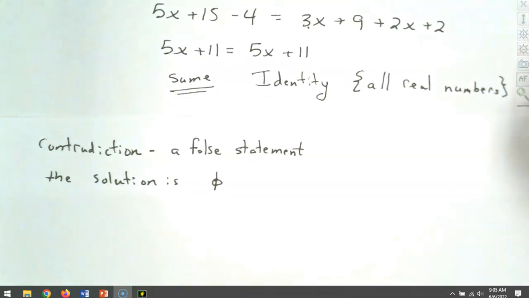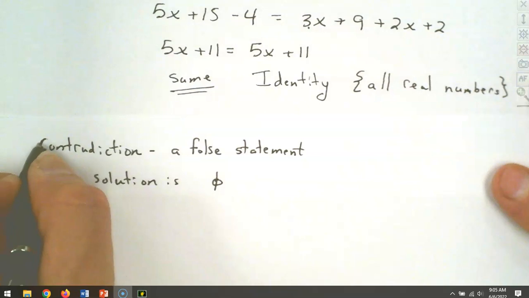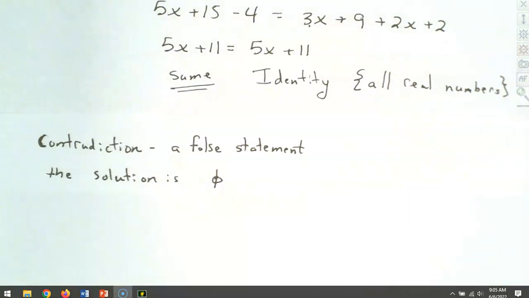How do I remember contradiction and what it means? Well, I think of a court of law, and I think of contradictory testimony. So if I give testimony under oath, and let's say the defense attorney says, you gave contradictory testimony. What does that mean? That means you lied, right? You gave a false statement. A contradiction is the same as that contradictory testimony. You gave a false statement. It has no solutions. It can't be done.